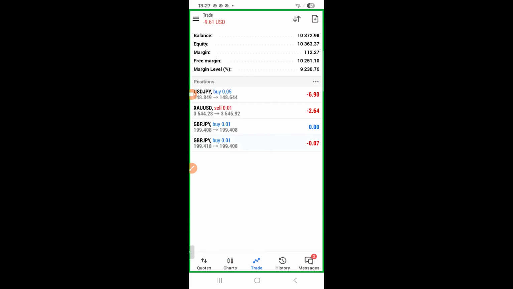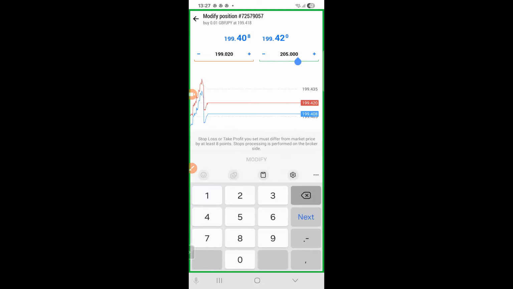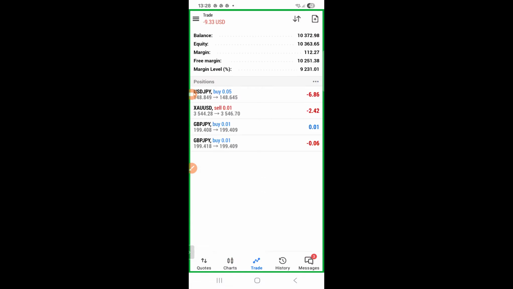Okay, 200.229. So I click and go. Okay, so I've set my stop loss and take profit. So the rest is to go and rest.